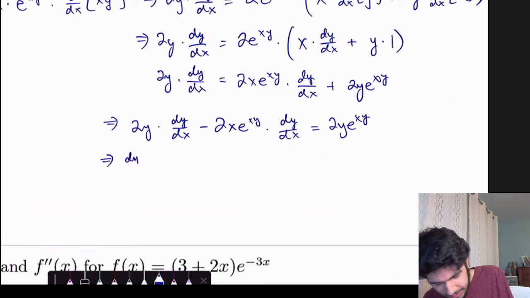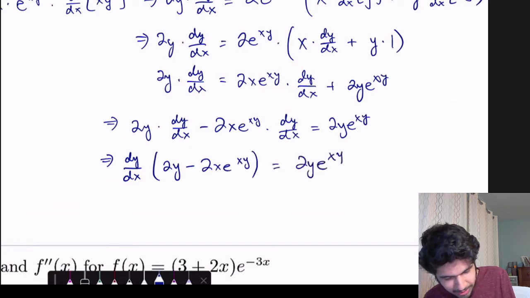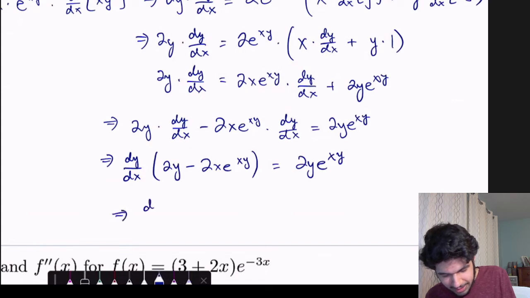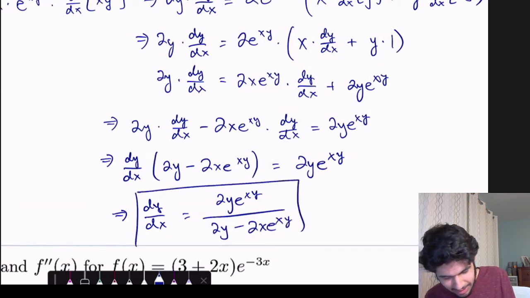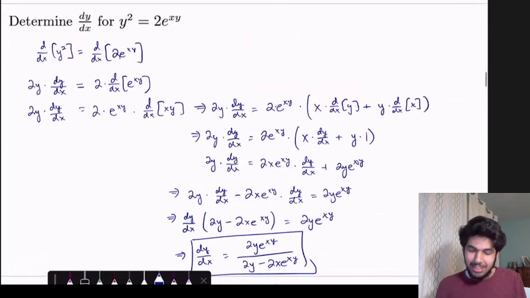So dy dx times 2y minus 2x e to the xy equals 2y e to the xy, and now we can just divide by that term, and finally we get dy dx equals 2y e to the xy all over 2y minus 2x e to the xy. And that is our answer, I hope. Yes, it is our answer. So quite a bit of work there.